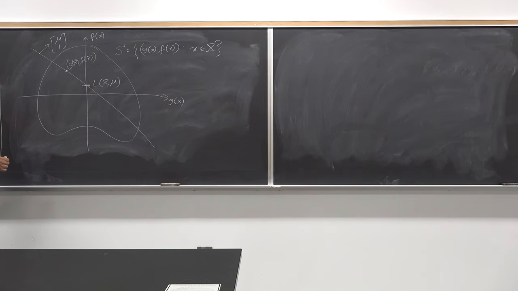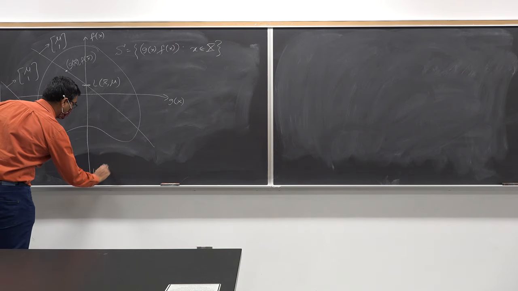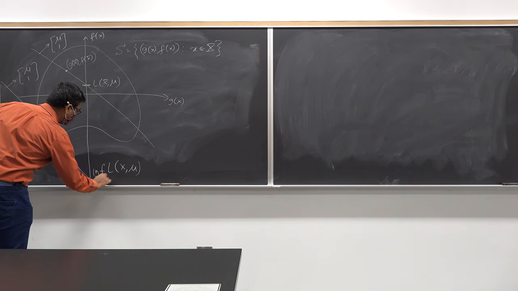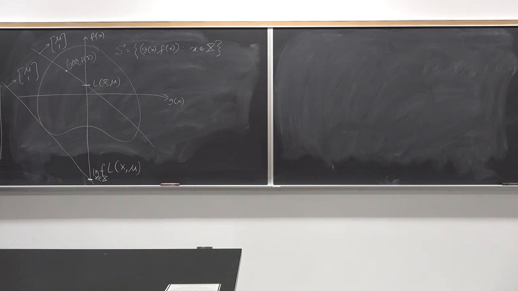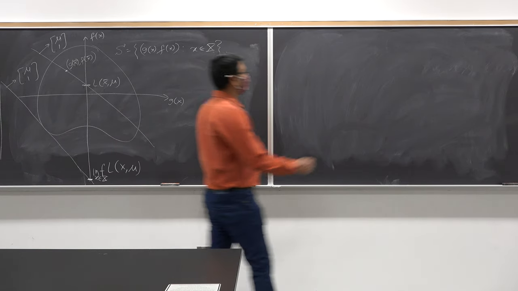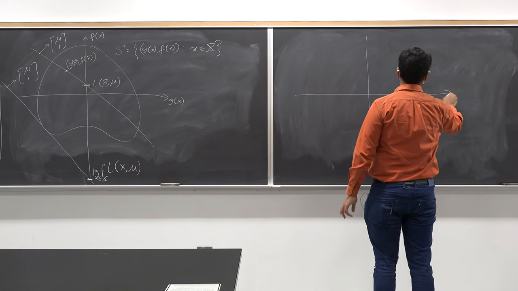Now I'm going to translate this hyperplane so that the set S is in the positive half space. So that hyperplane is going to be something like this. Okay, so this hyperplane also has normal (mu, 1). That's the normal vector to the hyperplane. And it intercepts the y-axis at inf of L(x, mu), x in capital X. This is the minimum possible achievable intercept with this particular normal. Okay? So this was the first figure from the previous class, and this is the second figure I wanted to draw.